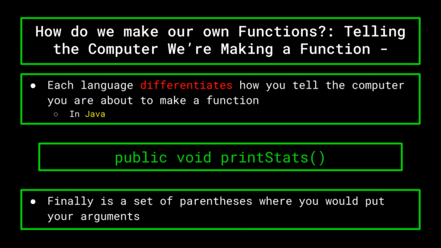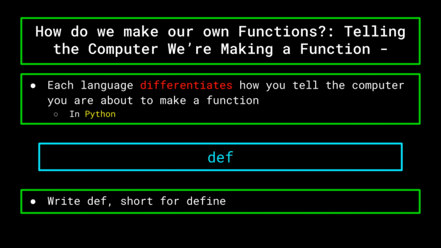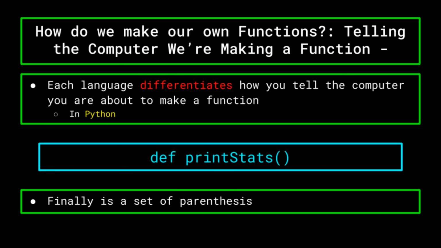All of that is just for Java. Python, on the other hand, all you have to do is put the word def, short for define, and then the function name with a set of parentheses. So as you can see, each language is going to be a little bit different in how you make functions, but the main thing we want to remember is to always add parentheses.